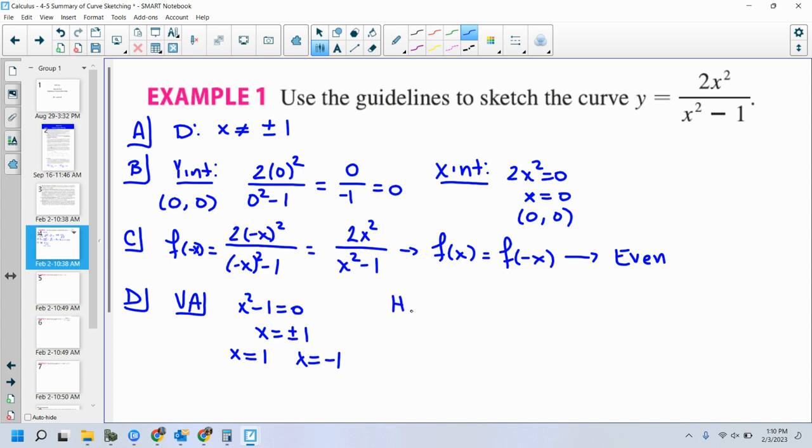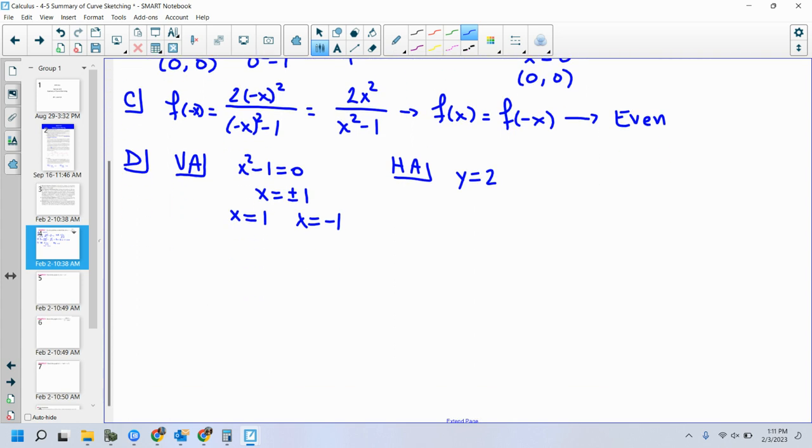Where's my horizontal asymptote? What's that? 2. Where'd that come from? Yeah. Look at the degree on the top and the bottom. They're both x squared, right? So that means the degree is the same on top and bottom. So I take the leading coefficient off the top divided by the leading coefficient off the bottom. 2 over 1 is 2. Okay, so I've got 2 vertical asymptotes and a horizontal asymptote at y equals 2. All right, part E says, now let's do all the calculus.